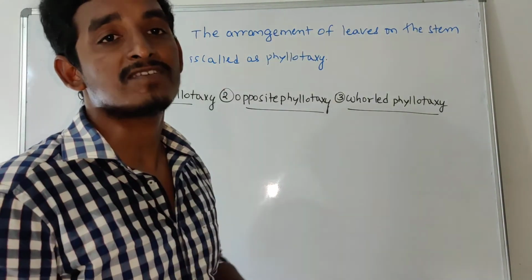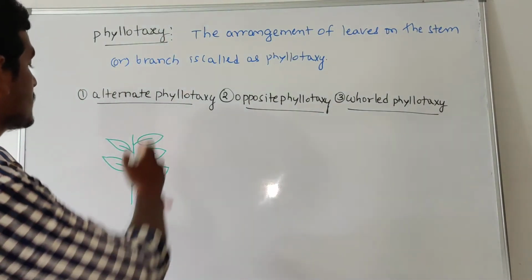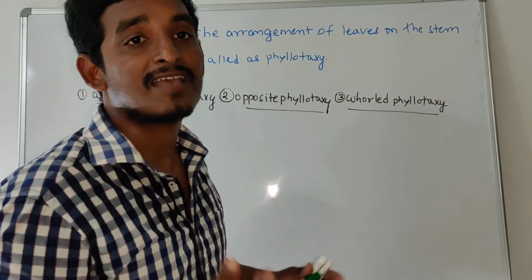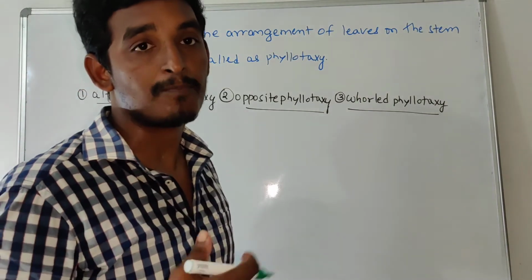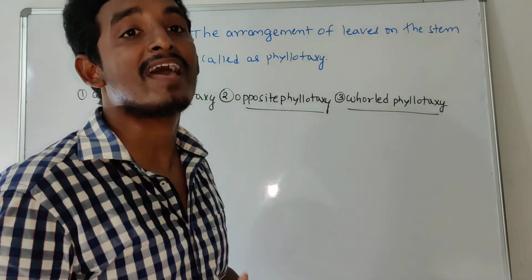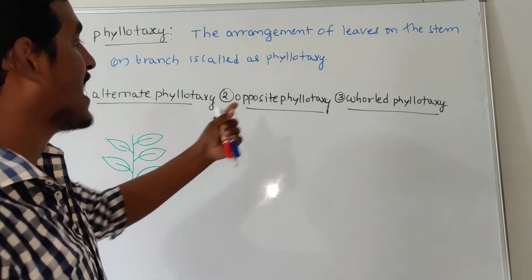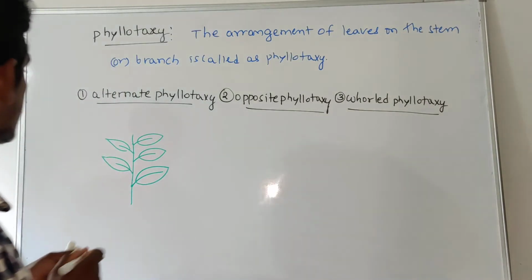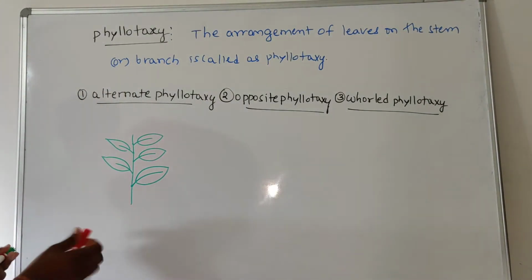So what is the use of this alternate phyllotaxy? The arrangement of leaves is helpful for easily taking sunlight as well as exchanging gases. That is the main purpose of phyllotaxy: proper taking of sunlight as well as exchange of gases. Examples for alternate phyllotaxy are mustard and China rose.